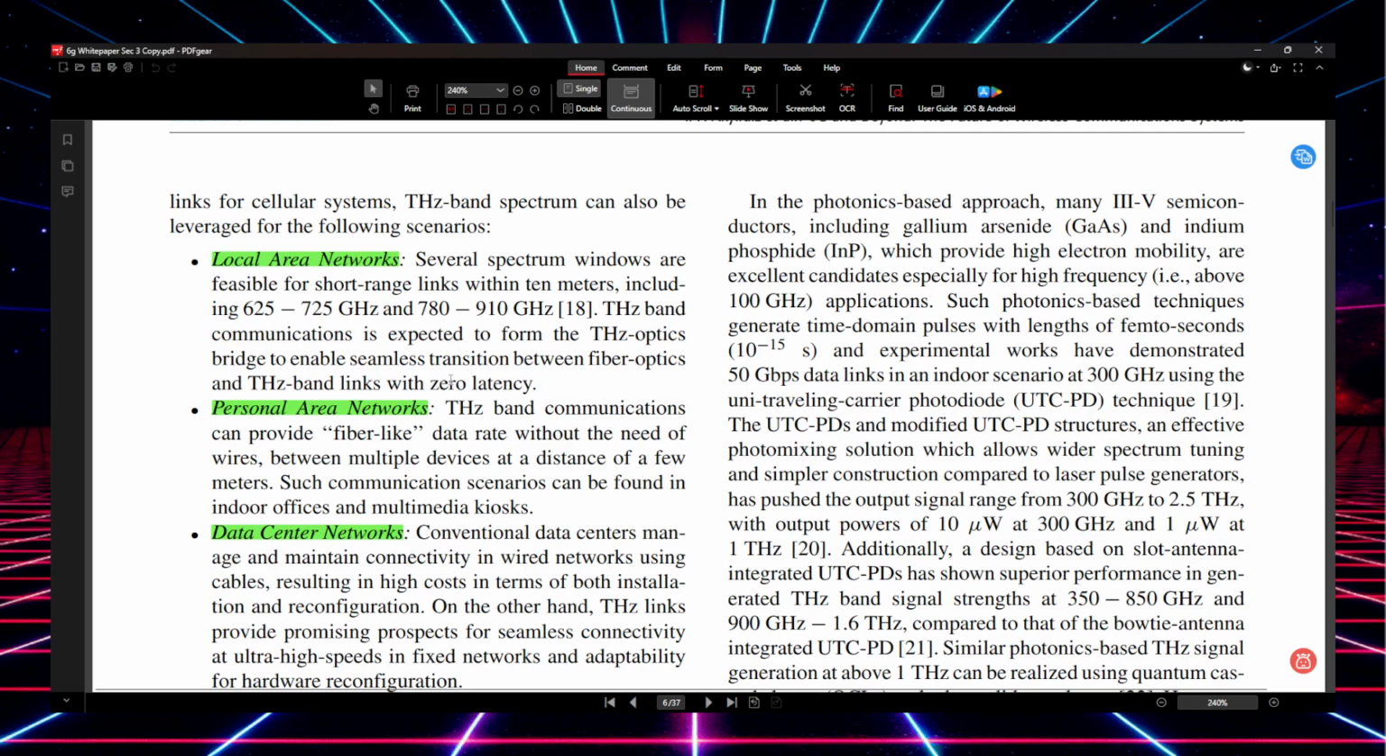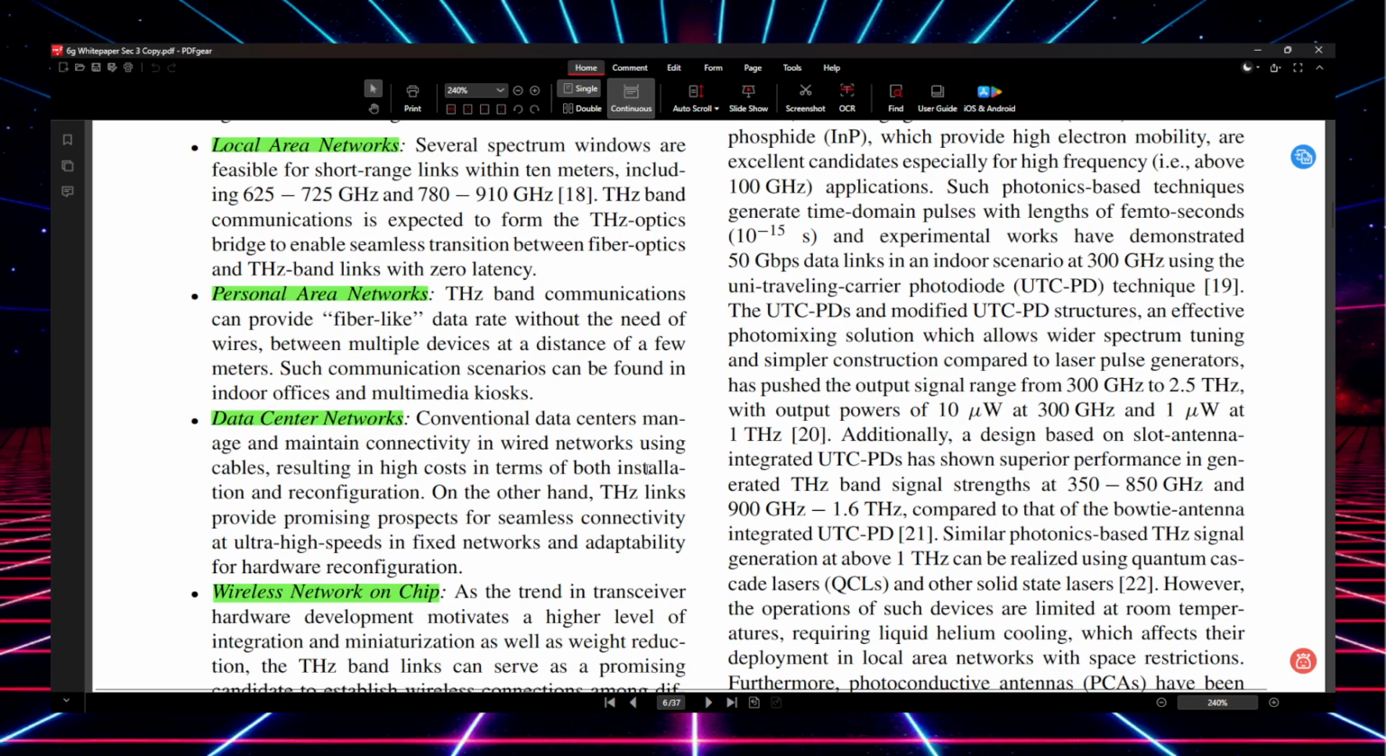Local area networks. Several spectrum windows are feasible for short range links within 10 meters, including 625 to 725 gigahertz, 780 to 910 gigahertz. Terahertz band communications is expected to form the terahertz optics bridge to enable seamless transition between fiber optics and terahertz band links with zero latency.